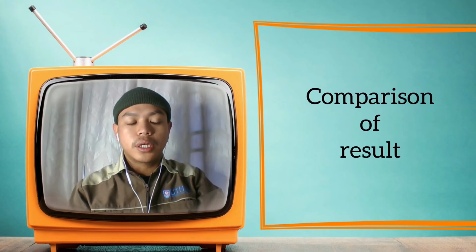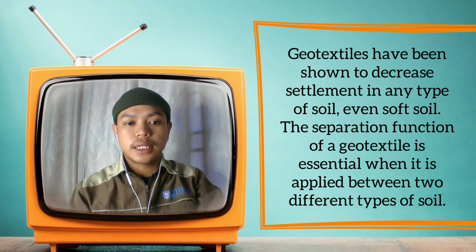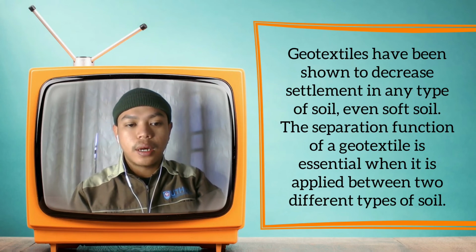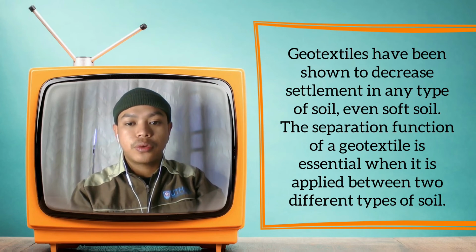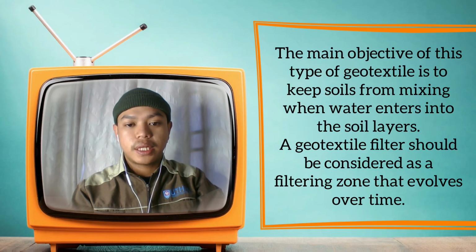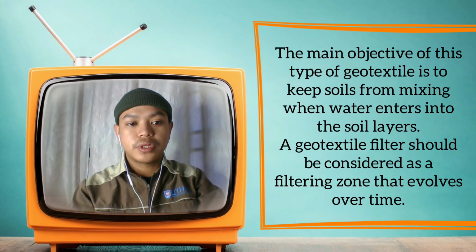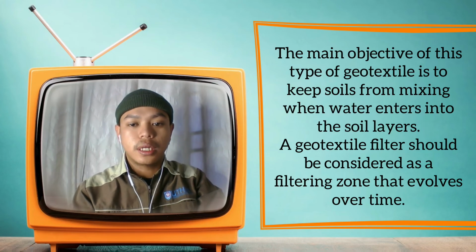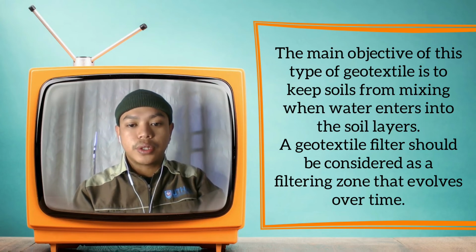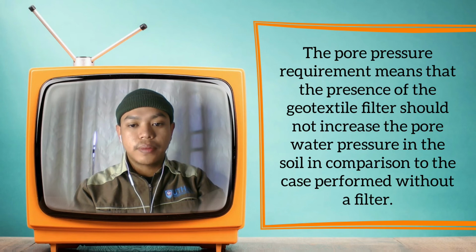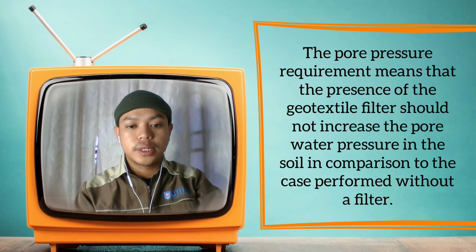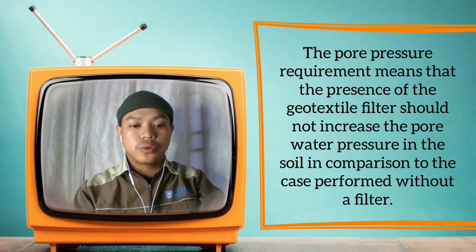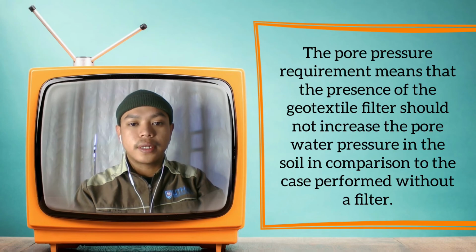Comparison of result. Geotextile has been shown to decrease settlement in any type of soil, even soft soil. The separation function of geotextile is essential when it is applied between 2 different types of soil. The main objective of this type of geotextile is to keep soil from mixing when water enters the soil layer. A geotextile filter should be considered as a filtering zone that evolves over time. The pore pressure requirement means that the presence of the geotextile filter should not increase the pore water pressure in the soil in comparison to the case performed without a filter.